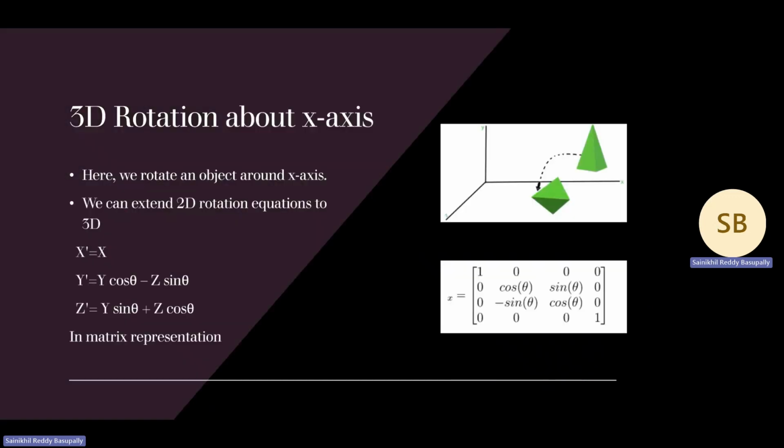Let's have a look at the rotation about x-axis. As you can see in the picture here, we are rotating an object around the x-axis. In a mathematical perspective, we can extend the 2D rotation equations to 3D. As you can see below, x dash remains x as we are rotating an object around x-axis, and y dash equals y cos theta minus z sin theta, and z dash equals y sin theta plus z cos theta. In matrix notation, we can represent the new position of the object as the matrix given here.